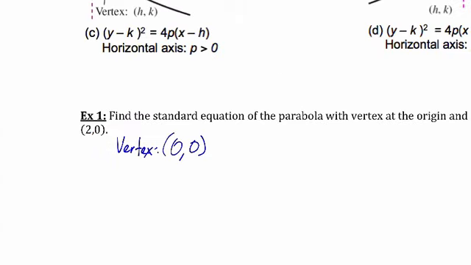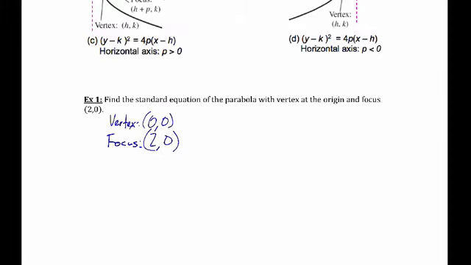Our focus is at the point 2, 0. Now, before we go any further, I'm going to encourage you to start drawing some of this out. So I'm going to make a graph here. And we're going to draw a vertex at 0, 0. So let's draw a point at 0, 0. And then we're going to have a focus at 2, 0. So our focus is over here.